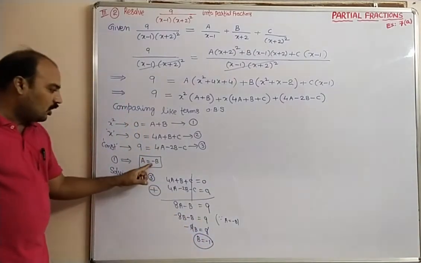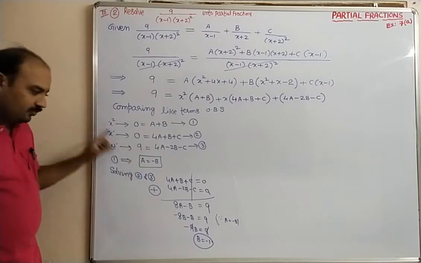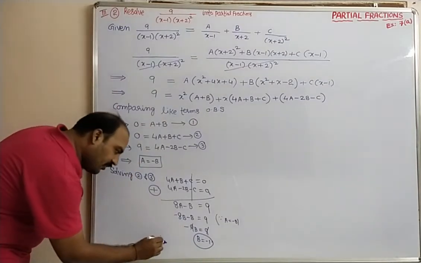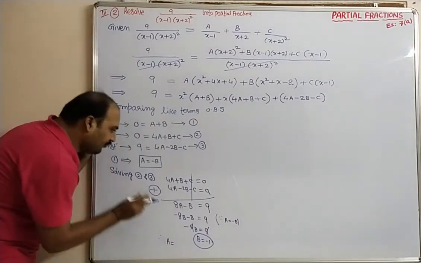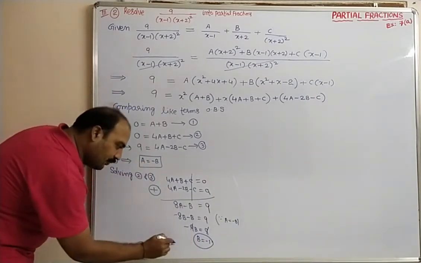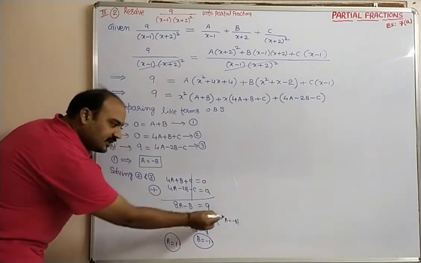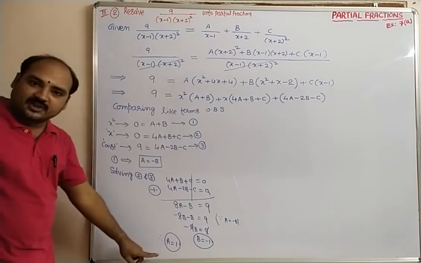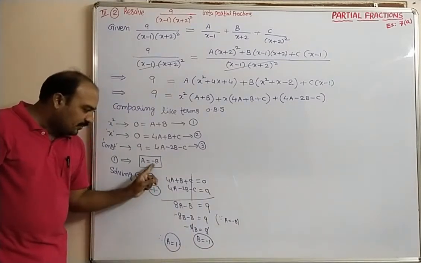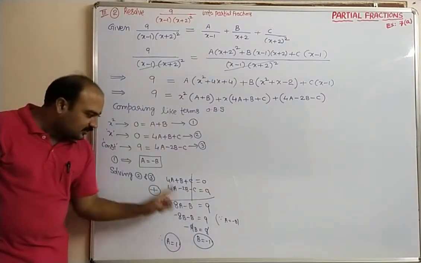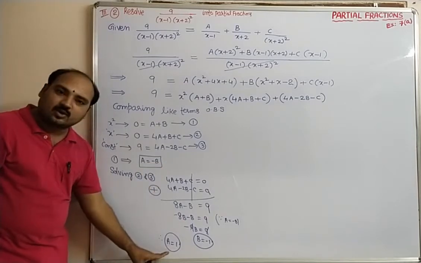Whenever the b value we got, automatically the a value also will come. Therefore, a is equal to minus of minus 1, so plus 1. Since a is equal to minus b, and the b value is minus 1, minus of minus 1 is plus 1. A is equal to 1.